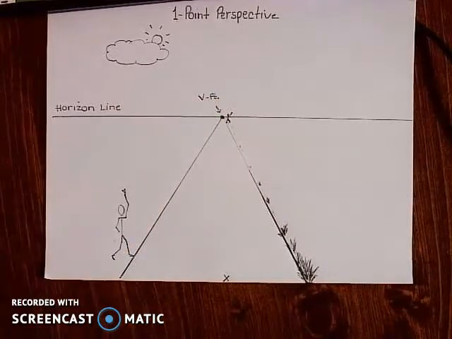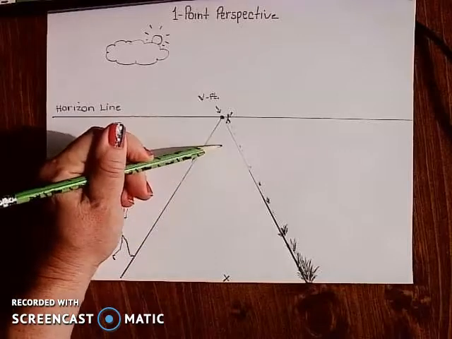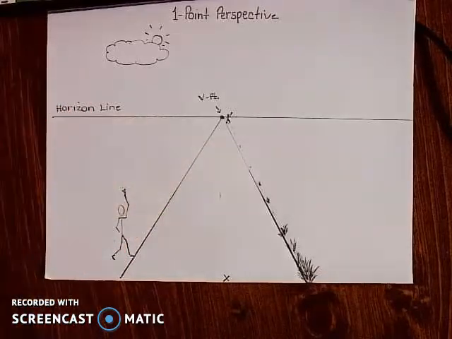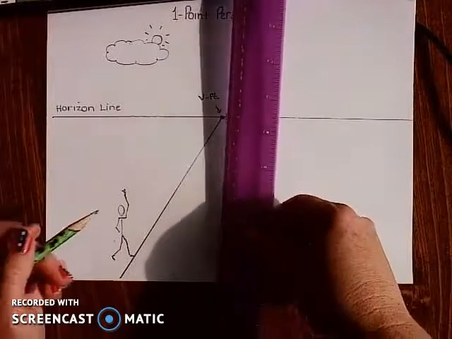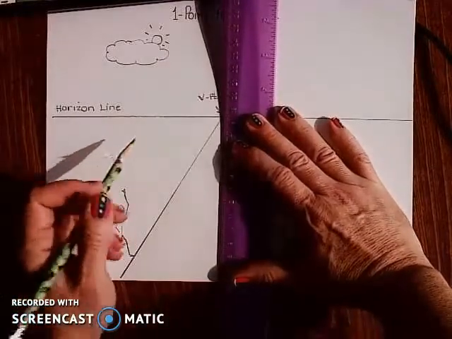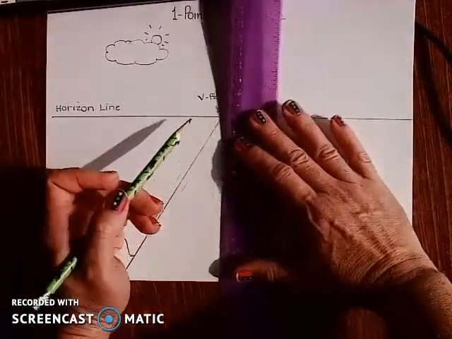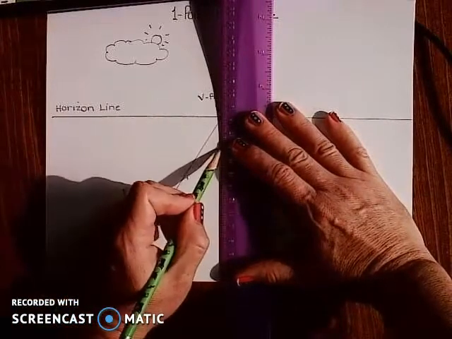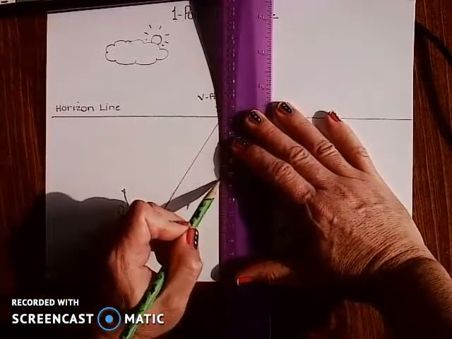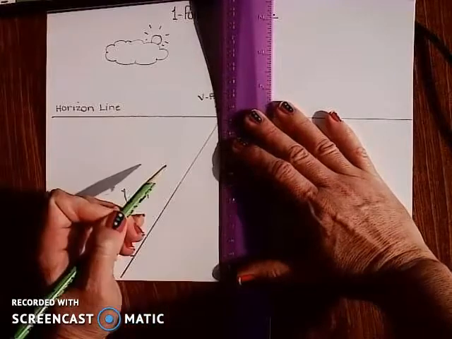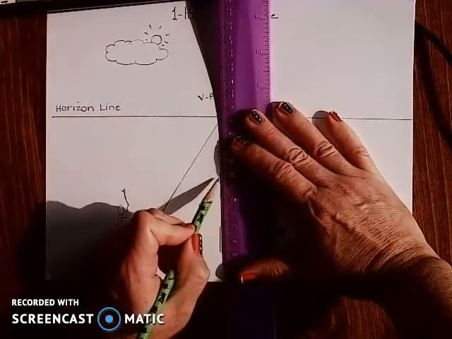If I were going to divide this country road, and most country roads aren't divided, but some are, I would take my ruler, line it up with my vanishing point, and I want you to do the same thing. The lines further away are nice and small. The lines closer to us get bigger.